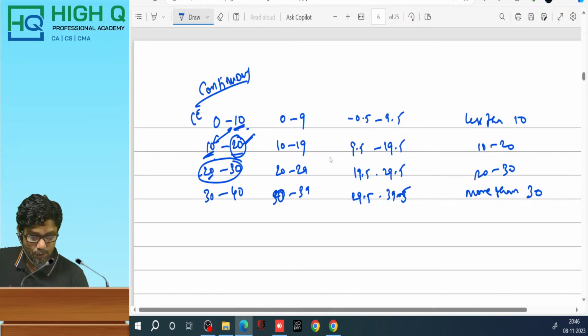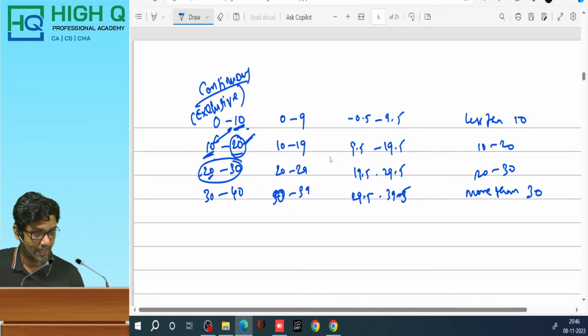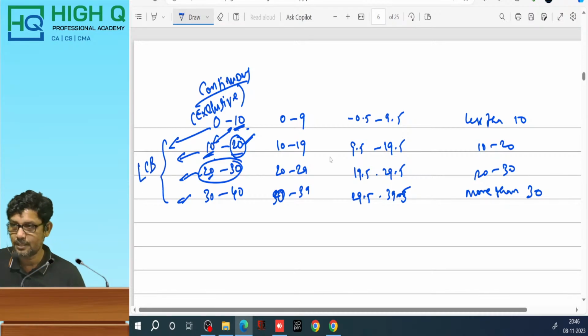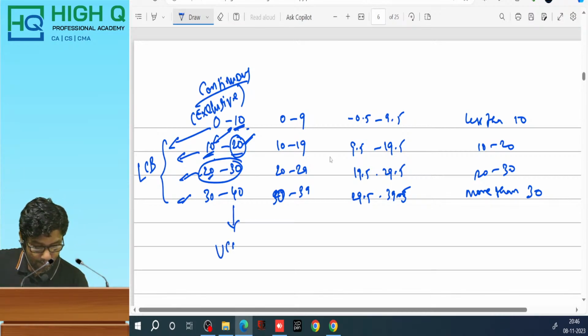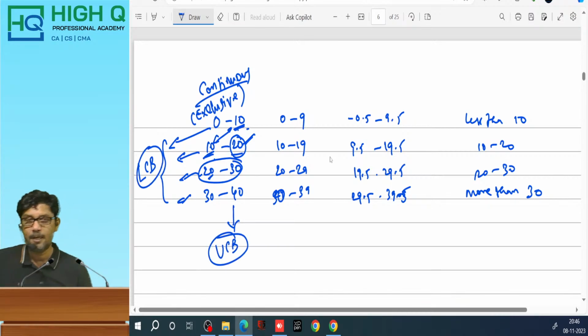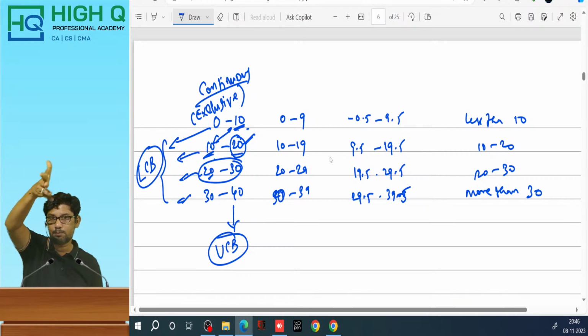So this is also called an exclusive class. We are excluding it. This continuous class is also called an exclusive class. You understand the meaning of exclusive class? Now, this 0 to 10 are called lower class boundaries, and this one is upper class boundaries. So in a continuous class, whatever the endpoints are, we call them boundaries. Lower class boundary, upper class boundary. My dear, important MCQ. Most of them don't know this.